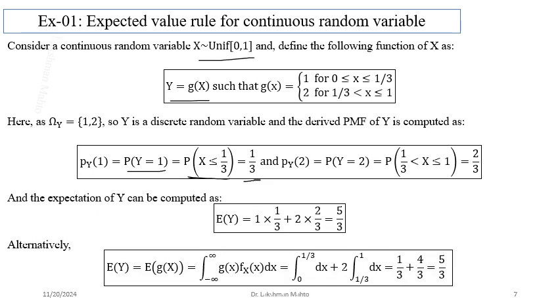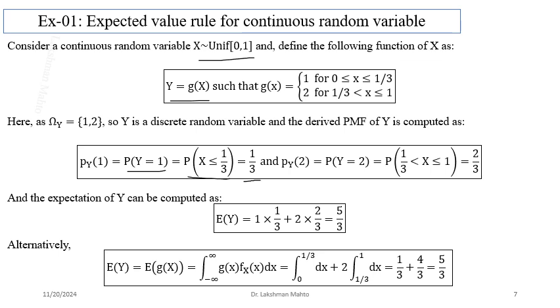Now, if you want to compute the expectation of y, what would it be? Y takes 2 values: 1 with probability 1/3, and 2 with probability 2/3. So just sum these two products, and you will get the expectation of y. This way of computation may look simple, but there you have done extra computation. What you have computed is the probability mass function of y. In the second approach, the expected value rule, we will not go for that. We will not compute the probability mass function of y.